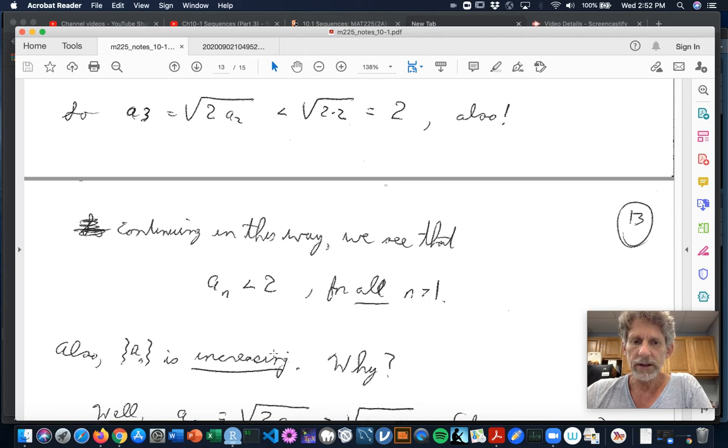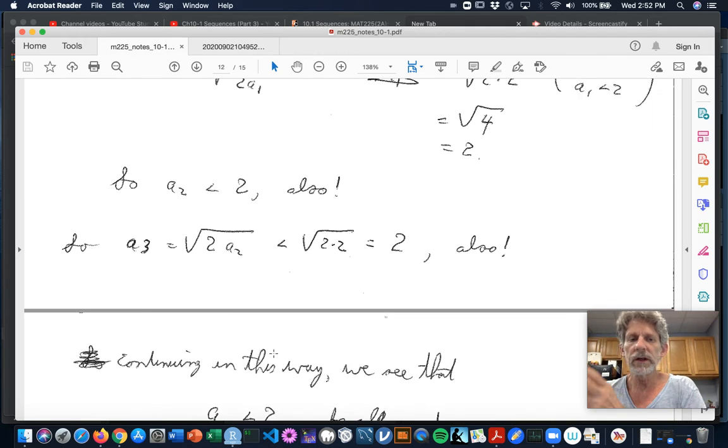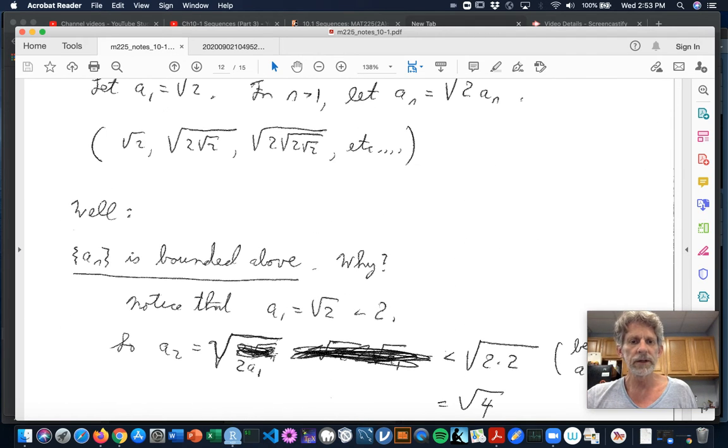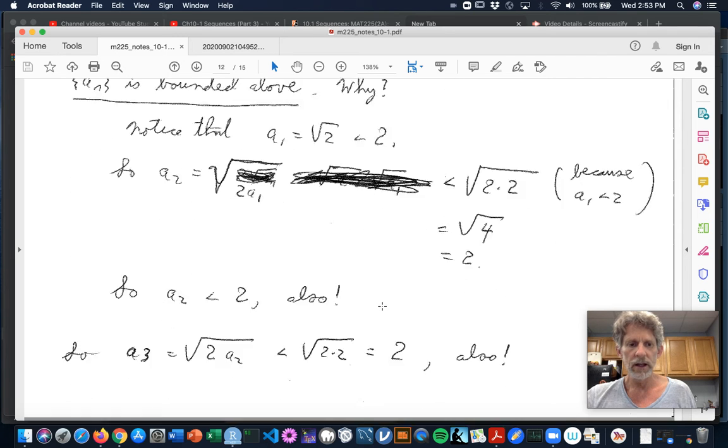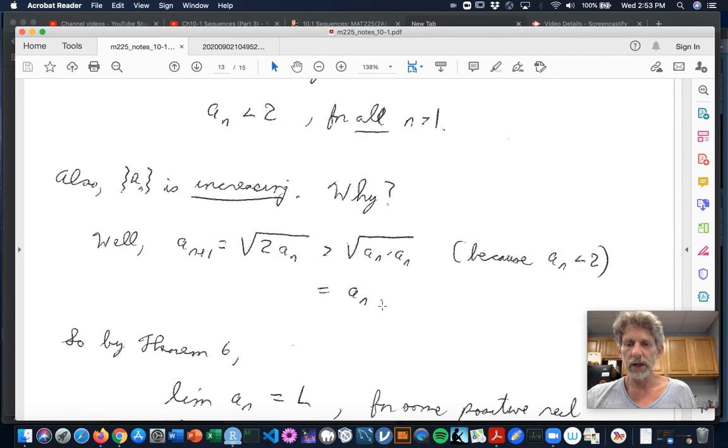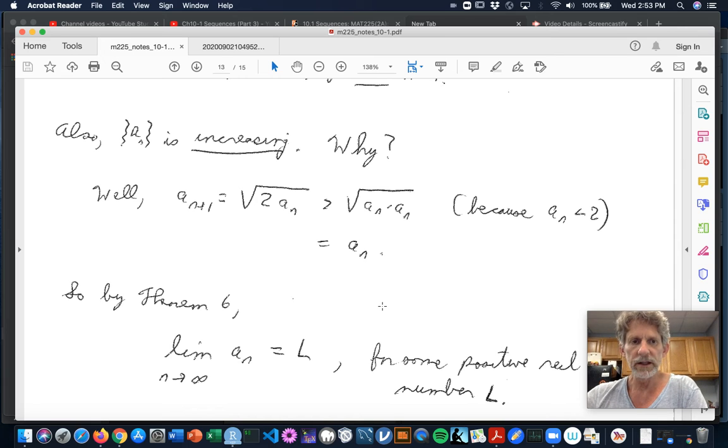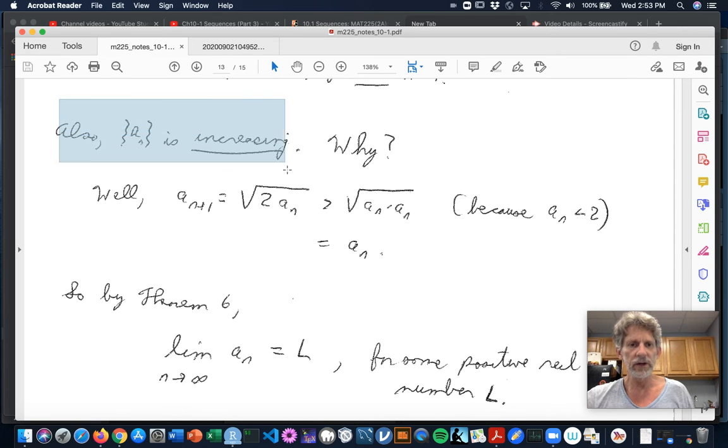So what I've got is a bounded sequence. It's bounded above by 2. Okay? Now, another useful observation to make about the sequence a_n is that it is increasing.